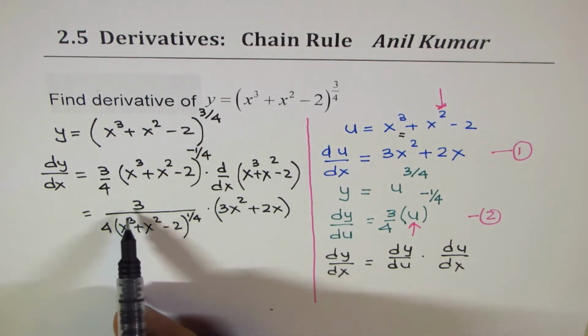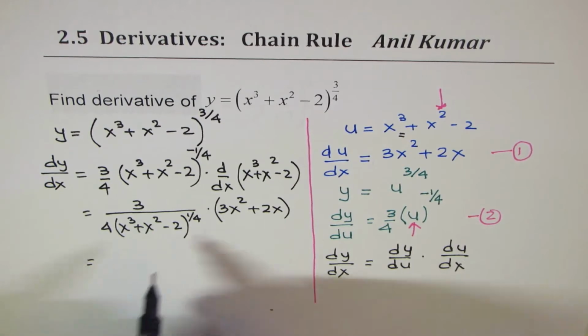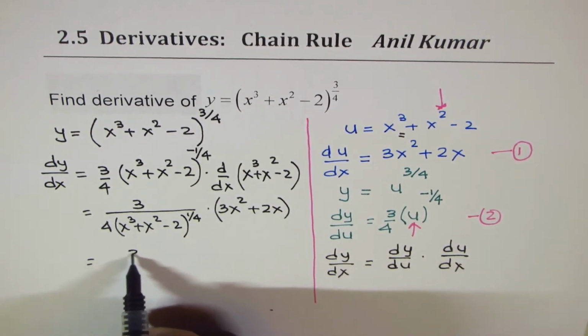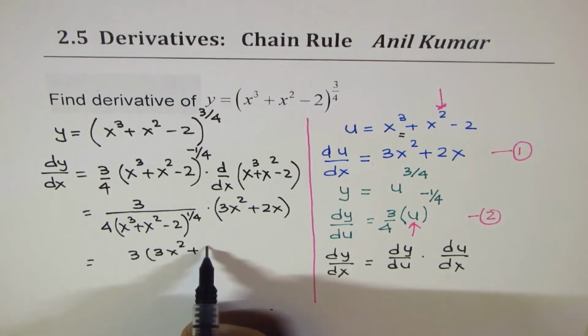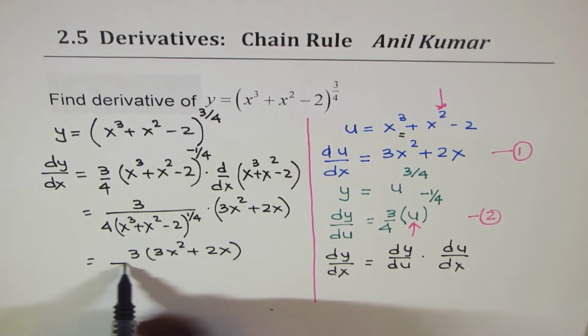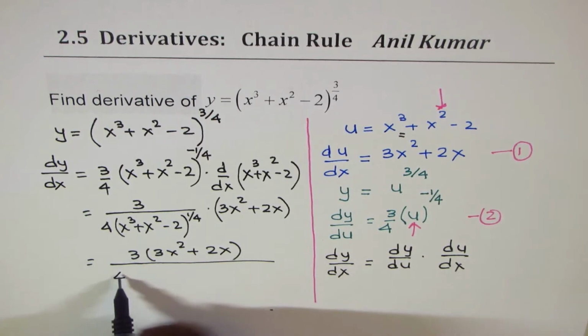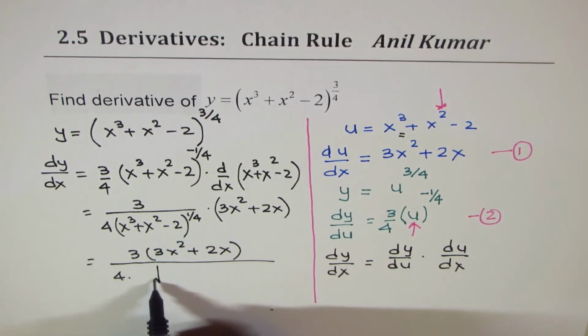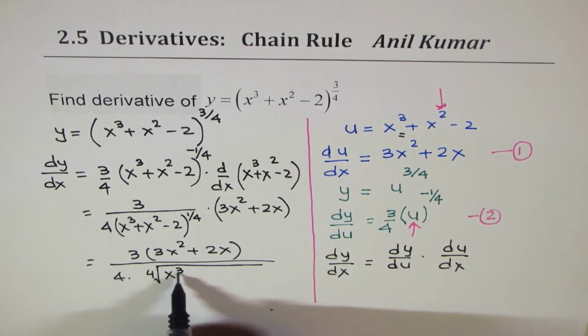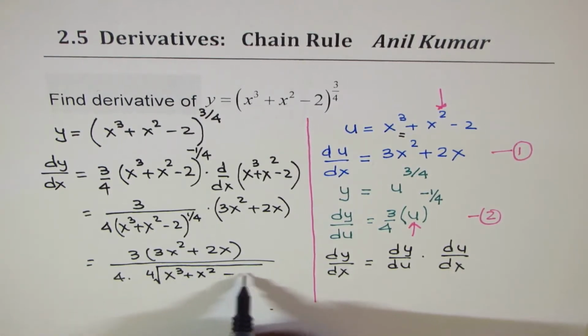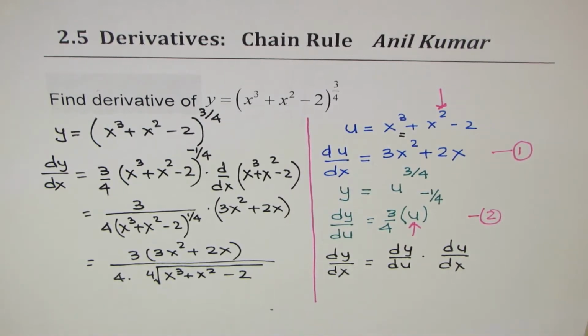Now we can write it in the final form, which is in the numerator we have 3 times 3x squared plus 2x, and in the denominator we have 4 times the 4th root of x cubed plus x squared minus 2. Do you get it? So that is how we are going to find the derivative of all composite functions, correct? So you got an idea.